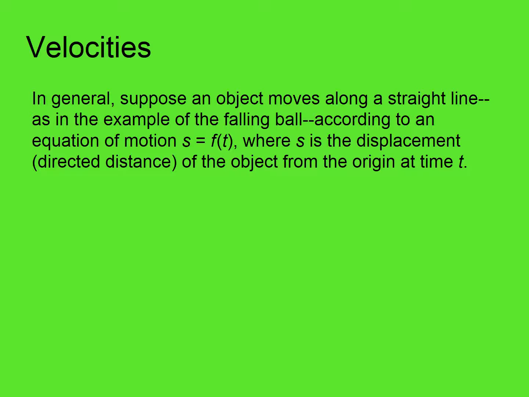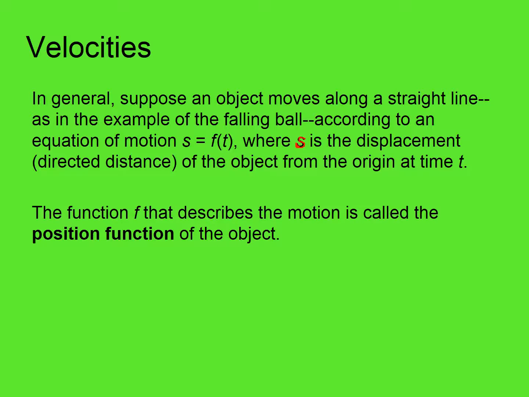So suppose an object moves along a straight line according to an equation of motion s equals f of t, where s is the displacement or directed distance of the object from the origin at time t. So sometimes we say it's a distance function. Sometimes we say it's a position function. It moves from one position to another. So where is its position as time elapses?